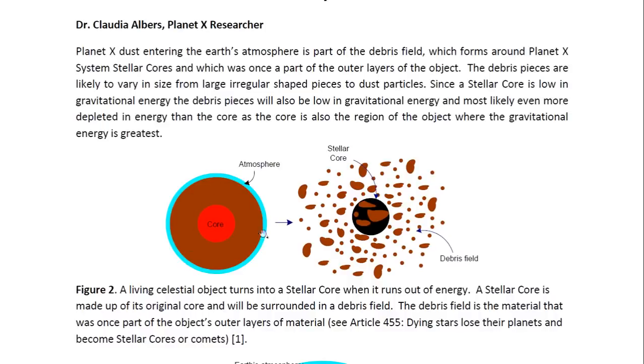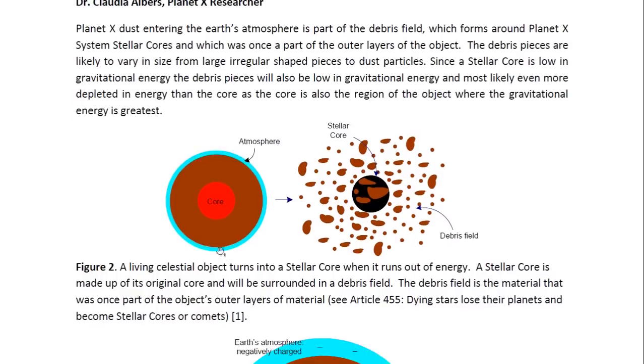And here you see what a planetary object, a celestial object, would look like initially before it ran out of energy and died. It will have a core that generates the energy. It's very dense and it's positively charged. And then it has the outer layers, which are solid layers. And then it has an atmosphere. And when it dies, it turns into this.